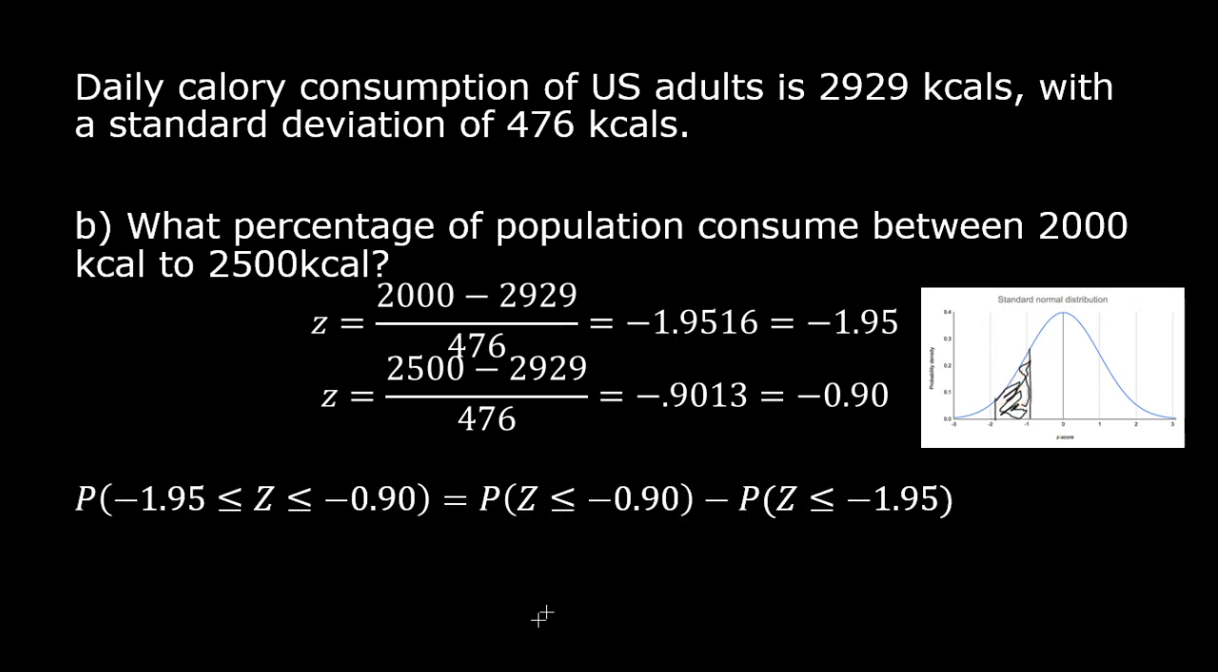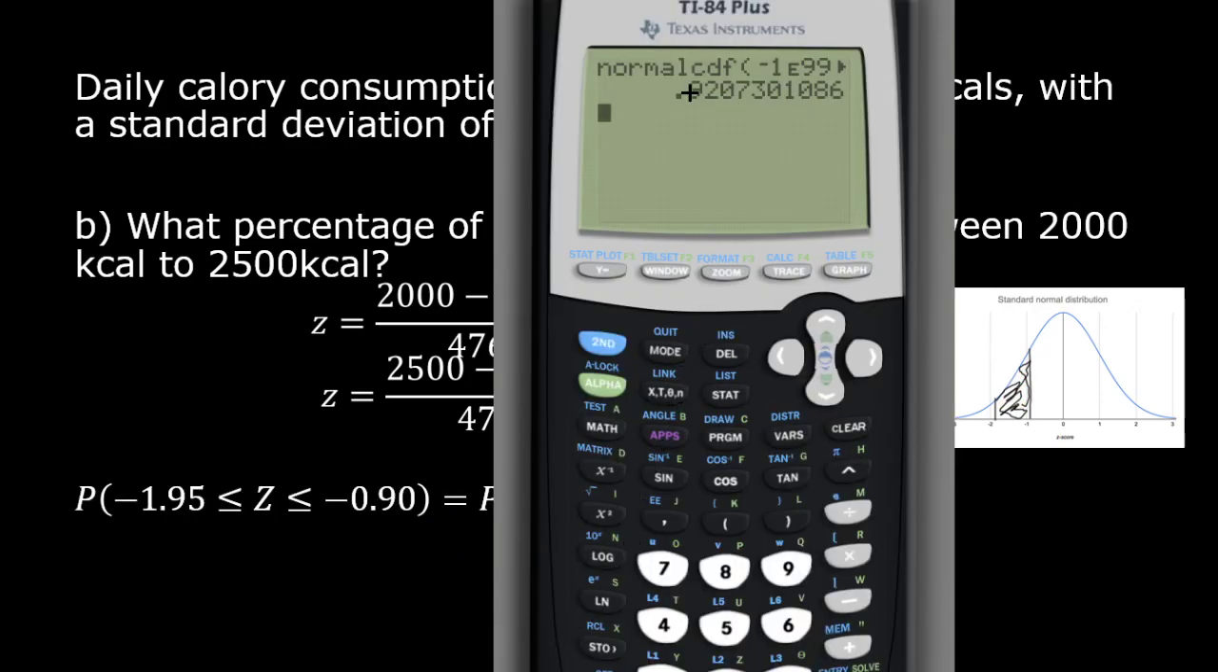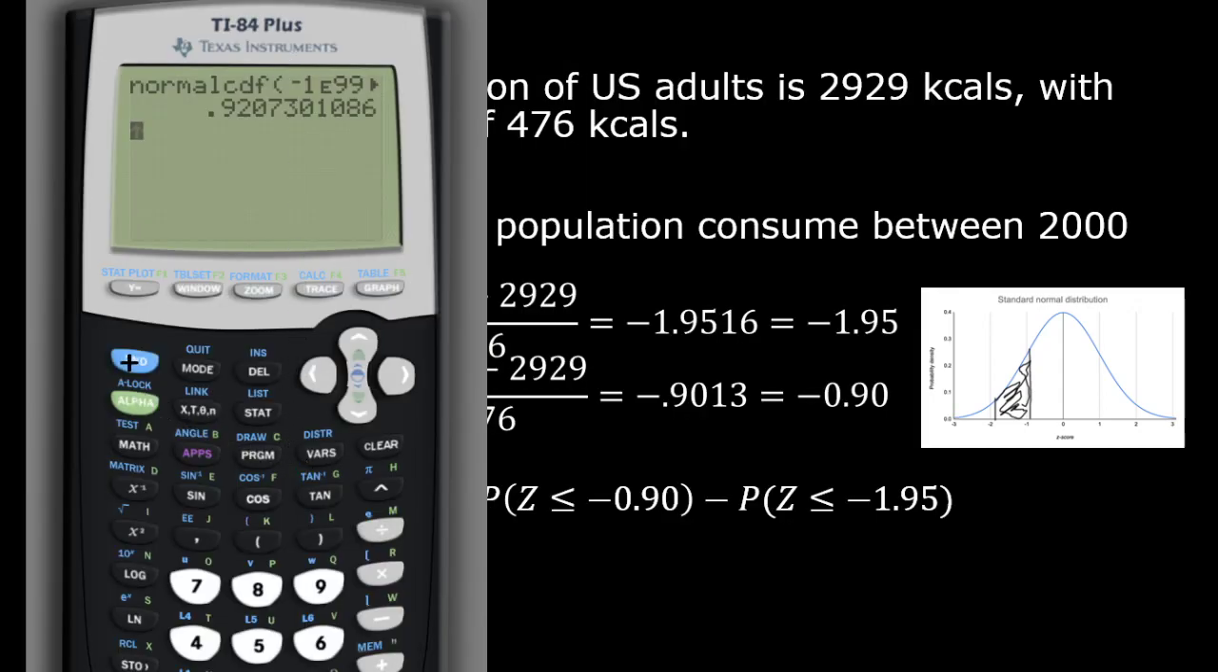To do the first one, you would need, let's see, second vars, normal CDF, put in -0.9, enter, enter, enter, enter, and you get 0.18406. Then you have to do this again, normal CDF, and this time you want 1.95 with the negative, paste, and you get this one.